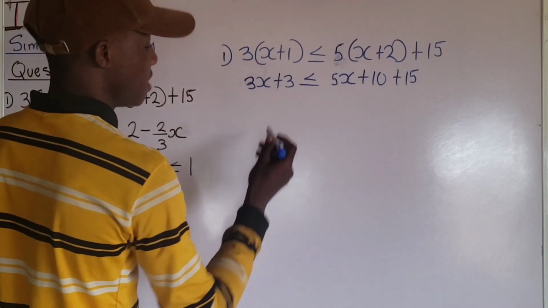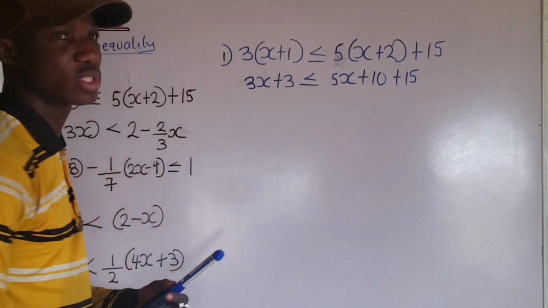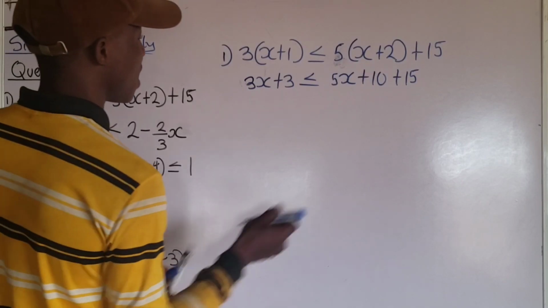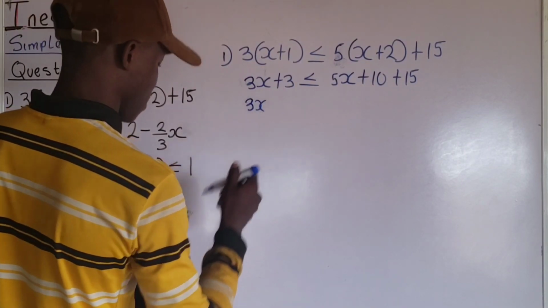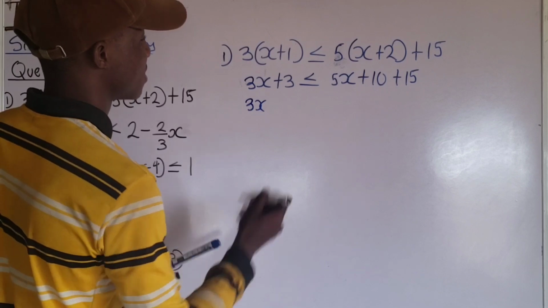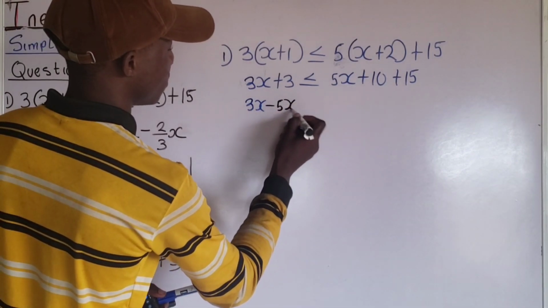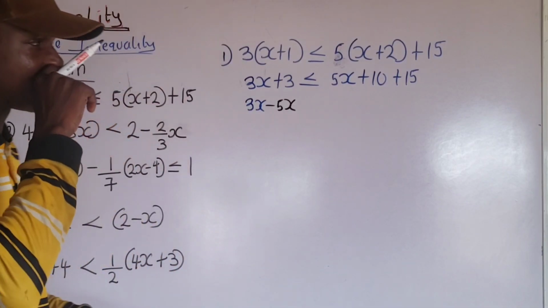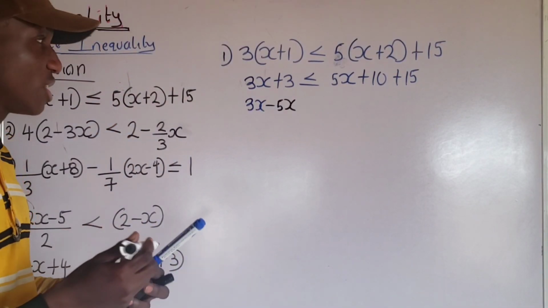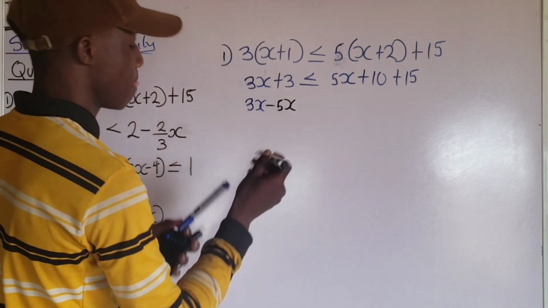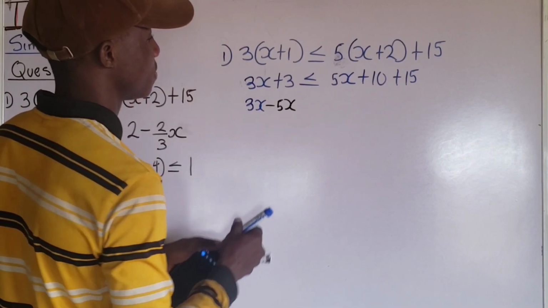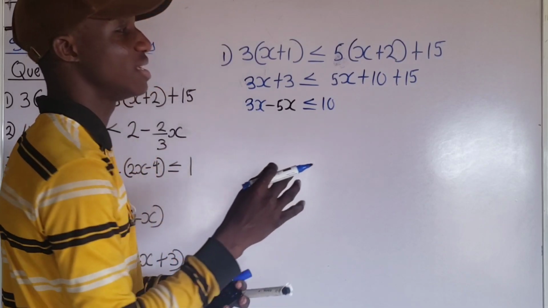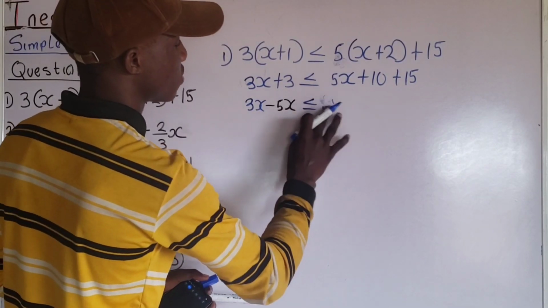Okay, so having done that, you have to collect like terms. So here, if this 5x crosses the equals to sign to the left hand side of the equation, it's going to change to negative. So I'm going to have 3x minus 5x. Okay, because if this 5x crosses the equals to sign, the sign is going to change to negative. So that's why I have negative 5x is less than or equal to 10 plus 15. 10 plus 15 is 25. So I'm going to have 25.